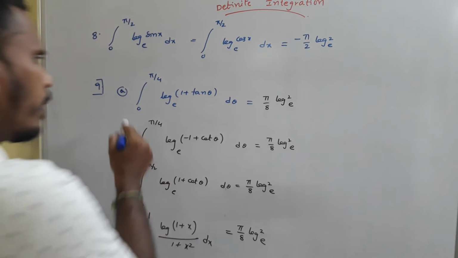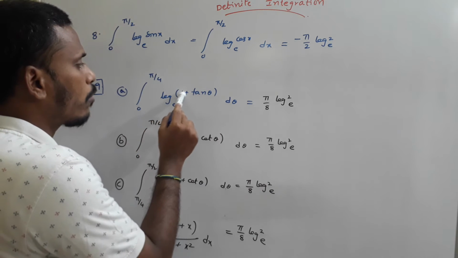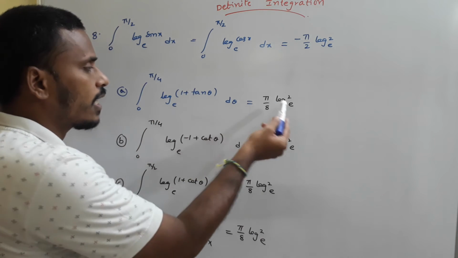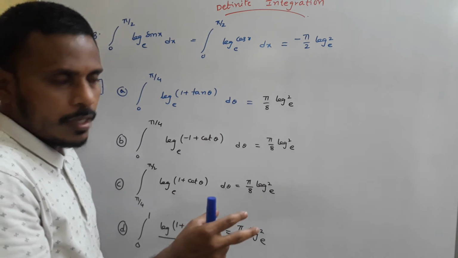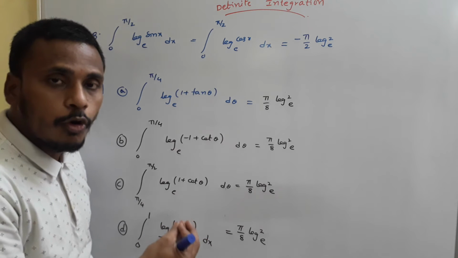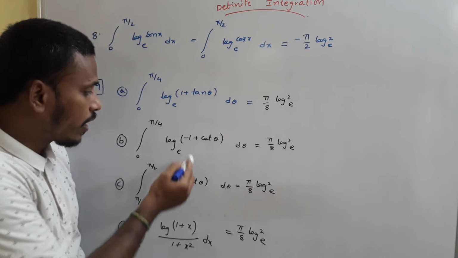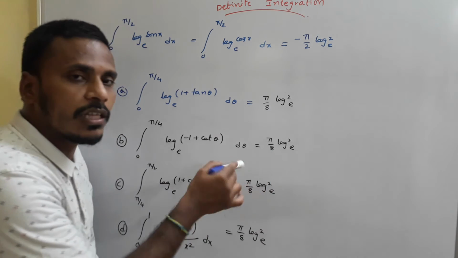So we have now completed that bit of the problem: integral 0 to pi by 4 logarithm of 1 plus tan theta to the base e d theta is pi by 8 log 2 to the base e. In the same way, using the trigonometric formula along with our star property of definite integration, we can easily prove these two also as pi by 8 log 2 to the base e.